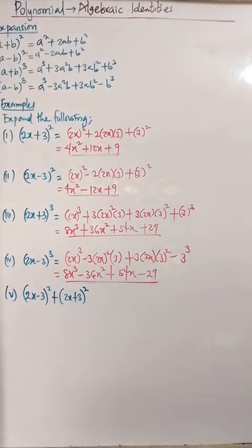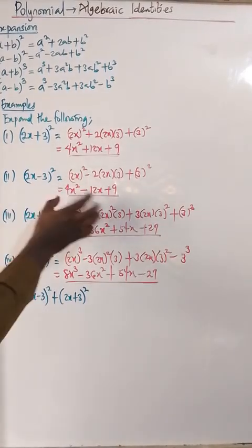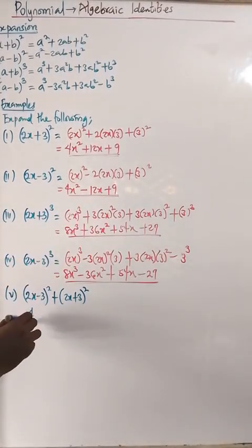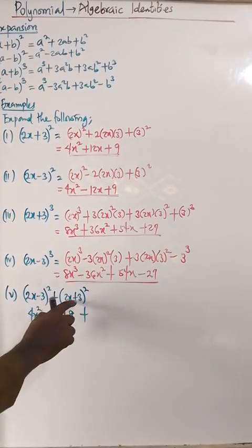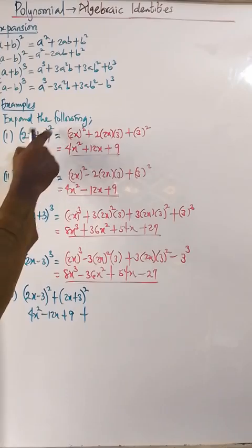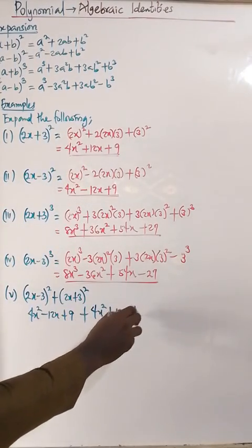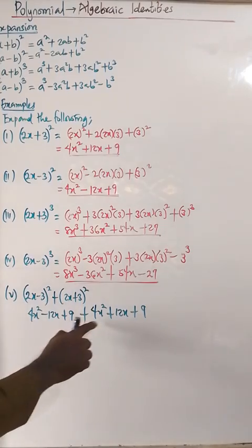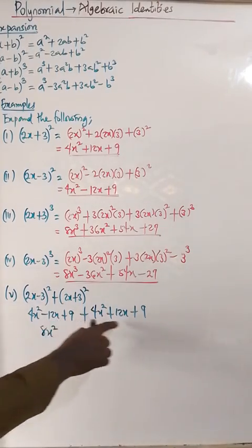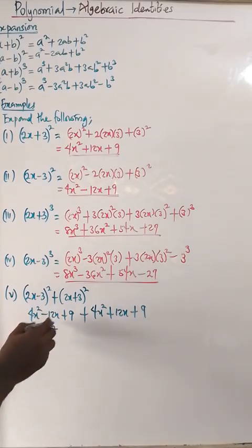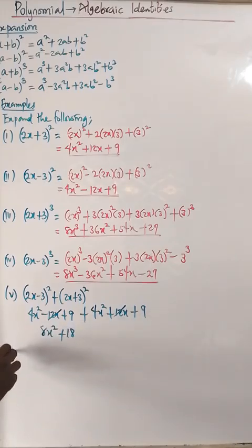What is 2x minus 3 all squared? We have to follow this approach. If you expand, you get this, and that is 4x squared minus 12x plus 9. Then plus 2x plus 3 all squared, which is the first one. 2x plus 3 all squared, that's 4x squared plus 12x plus 9. What happens here? 4x squared plus 4x squared, 8x squared. Remember, we can only add like terms. Here we have 12x minus 12x, they cancel each other. 9 plus 9, 18. Same can go for cube.